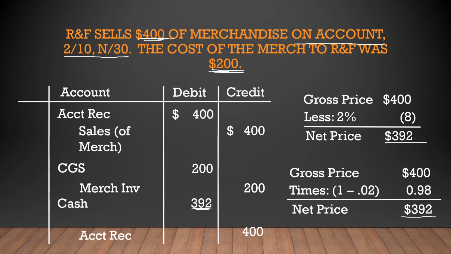Now our entry is out of balance. It needs an $8 debit, which we'll put to sales discounts.